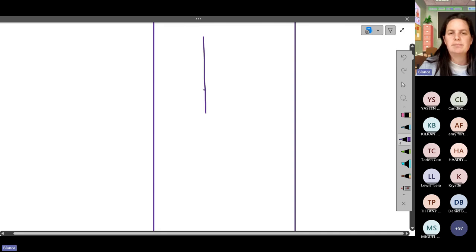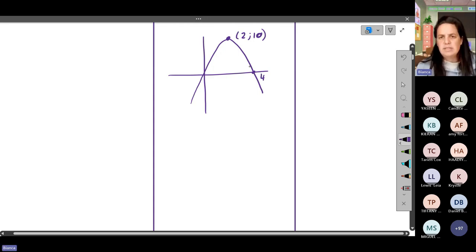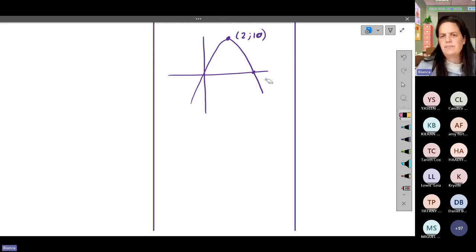So let's say this is your parabola. Let's say it's something like that. And I give you a turning point of, let's say, an x value of 2 and a y value of 10. And then we'll say this is actually good enough. Here's your sketch. And then I say determine the equation. So this is all I give you. And now you need to figure out the formula of the parabola.